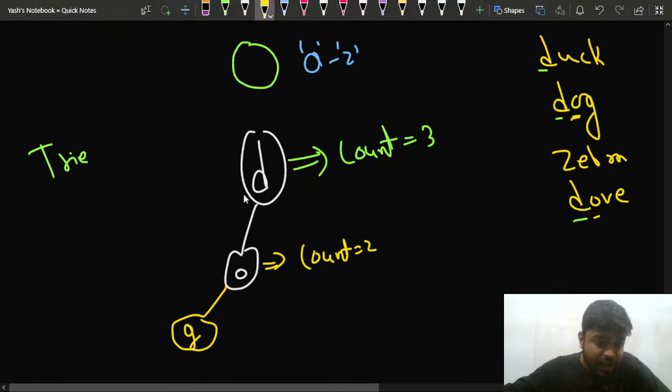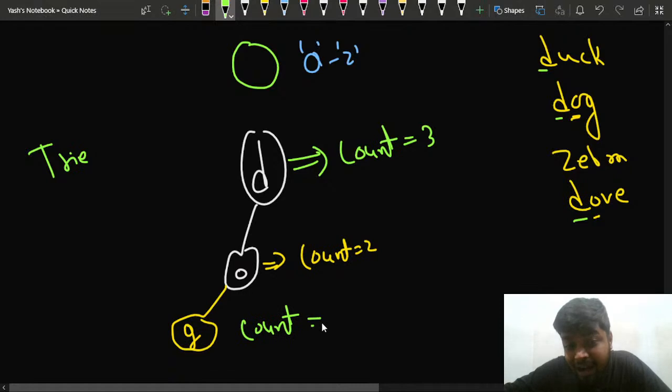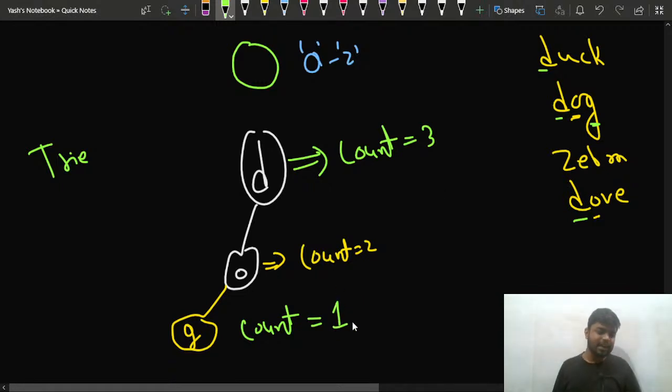So now if you have a G, how many words have G in it after D, after O, as the prefix? Can I say that only this word is there? Only this word has G as the third character, the third alphabet. Only dog has G. So can I say that the count is 1? Does that make sense? That should make sense to everyone.